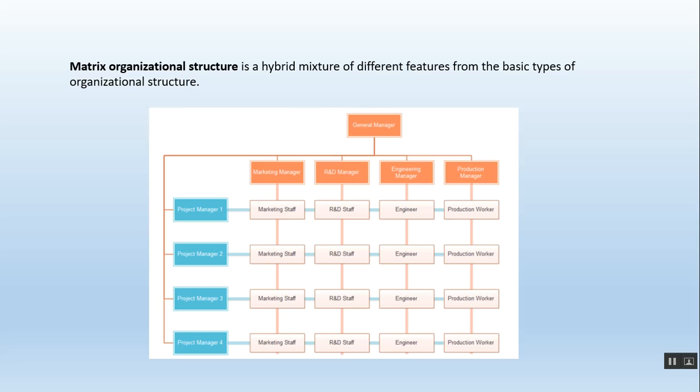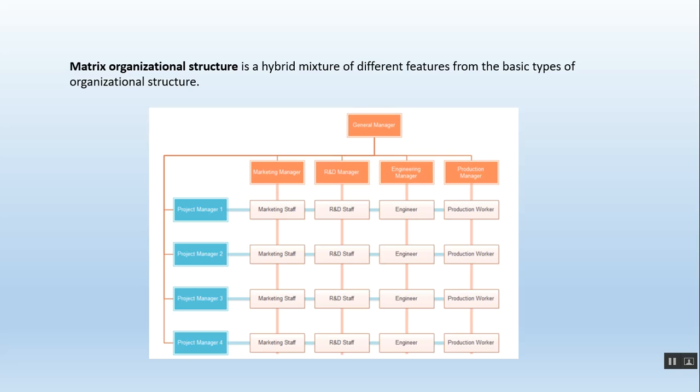Most structures fall under what's called a matrix organizational structure, which is a hybrid of different features from more basic organizational structures. And as you can see from this chart here, the columns are what's called functional areas. So the marketing function, the research and development function, the engineering function, etc. And then the rows are different projects. They could be projects, they could be client-oriented or just any kind of a project focus.